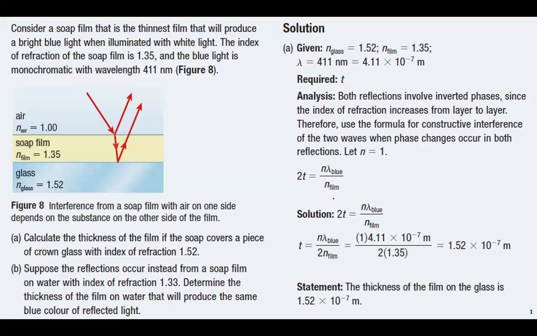Okay, so we can solve this formula for t, which equals n lambda blue over 2 n film. Then put all the numbers in. We have t should equal 1.52 times 10 to the power of negative 7 meters. So the thickness of the film on the glass should be 1.52 times 10 to the power of negative 7 meters. Have you got this correctly?